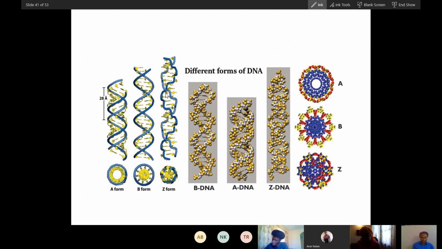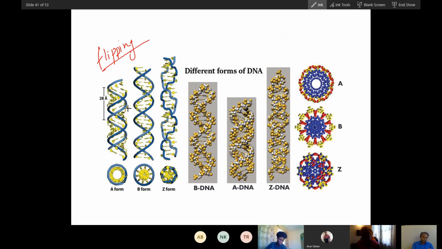And the base pairing in these two forms is not regular. The hydrogen bond formation is not regular. You can see some bases are out of the double helix, and here you will see base flipping. When a base comes out of the double helix, it is called base flipping.